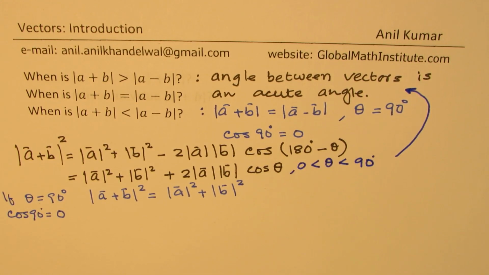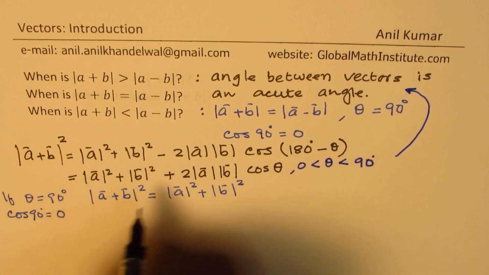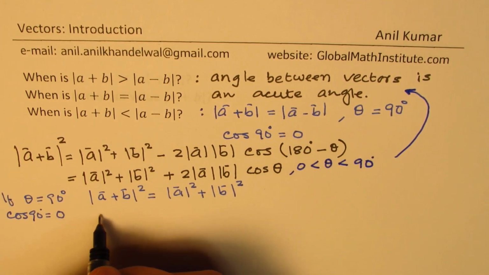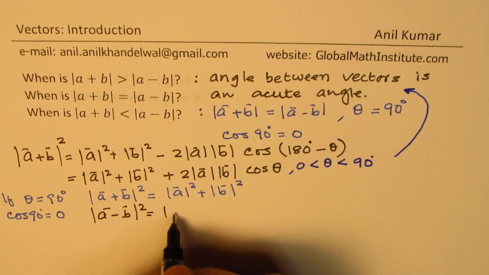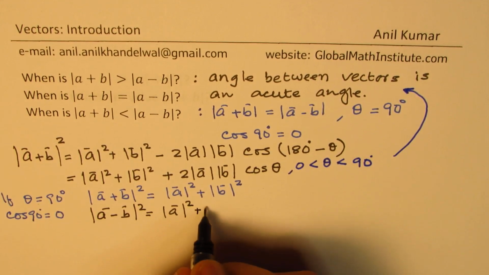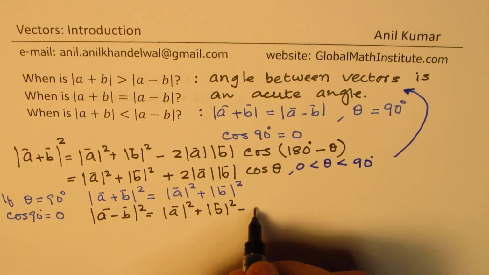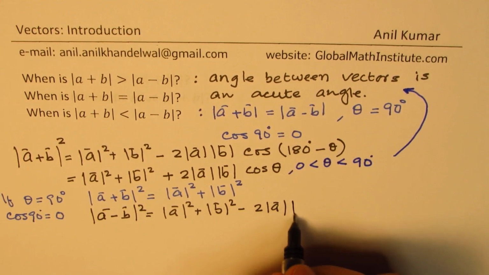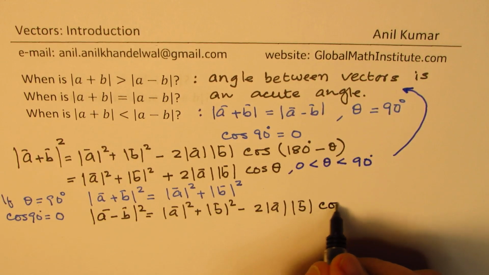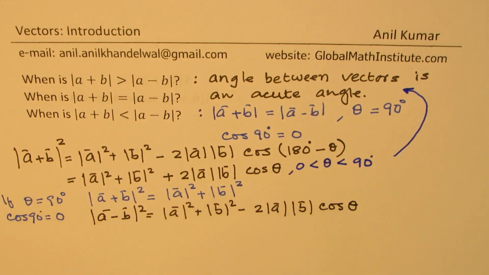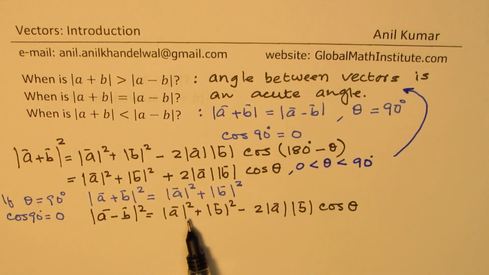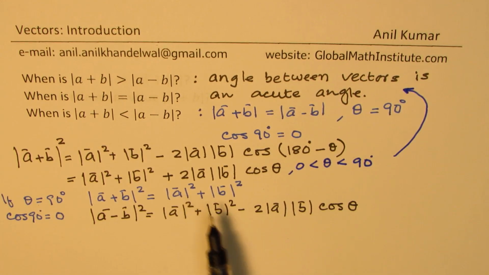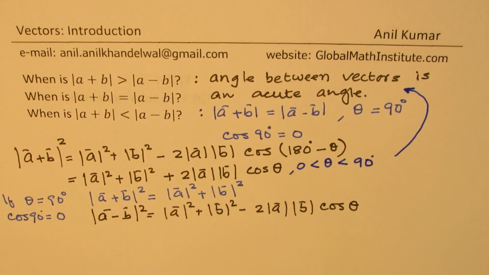Now, the equation for A minus B whole square could be written as magnitude of A square plus magnitude of B square minus 2 magnitude of A times magnitude of B times cos of theta, right? Now, if cos theta is 0, you know both are equal to this equation, because that part to be added or subtracted is 0. Correct?